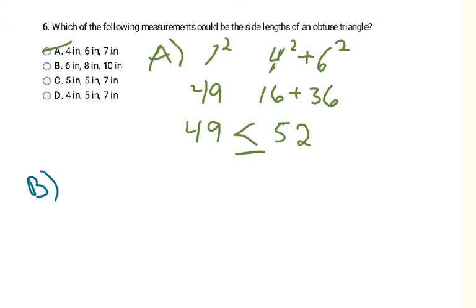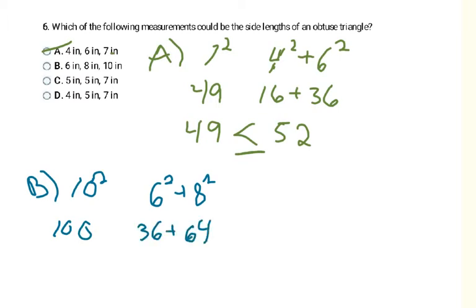So then I try out B. My largest number there is 10, so 10 squared is going to be my C squared. And then I have my two legs, which are 6 and 8, so I'm going to write 6 squared plus 8 squared. 10 squared is 100, 6 squared is 36, and 8 squared is 64. 36 plus 64 is 100. 100 equals 100. So it's not going to be B. B is going to be right because they're the same on both sides. So it can't be obtuse.